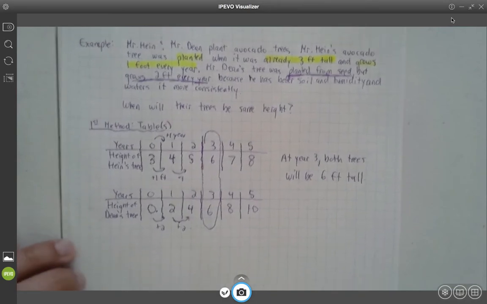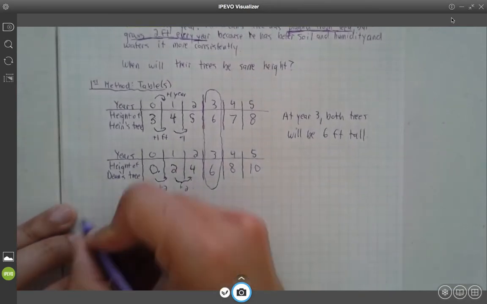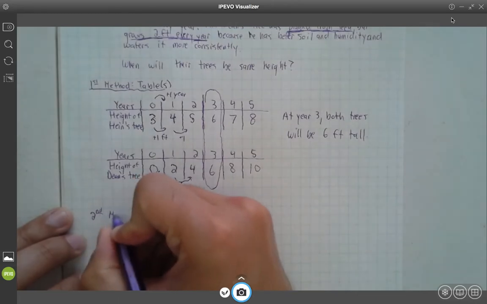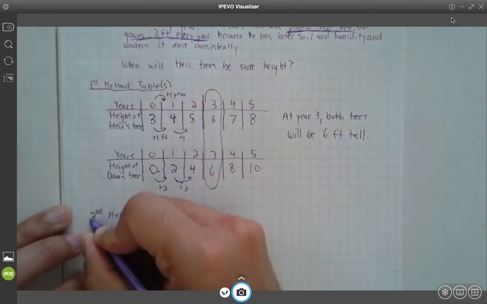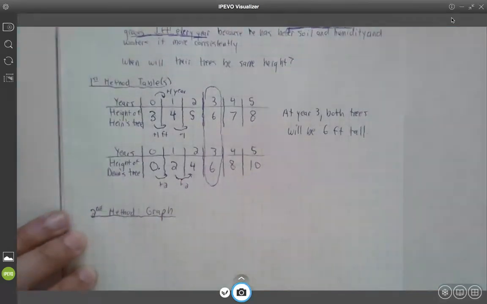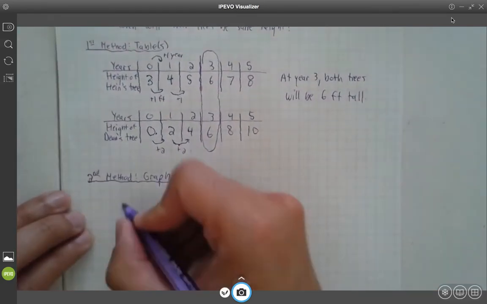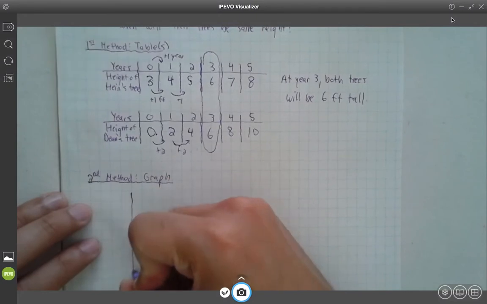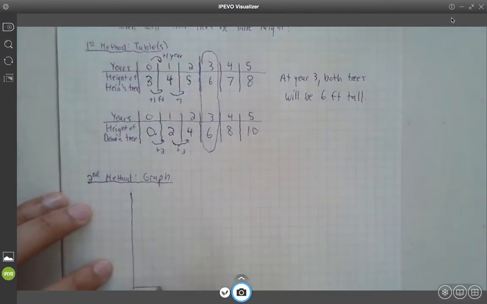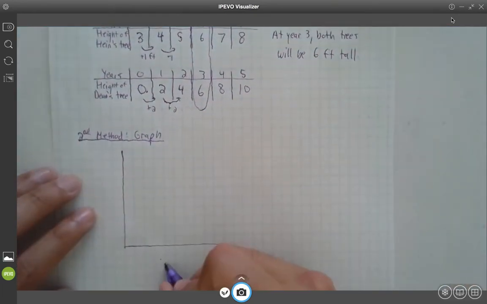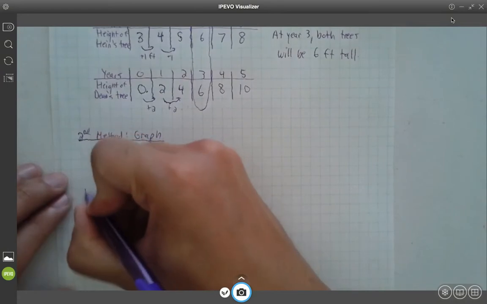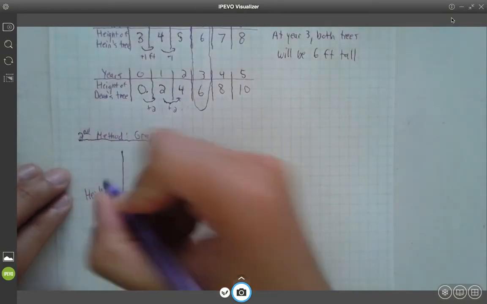Okay. Now, another method you're going to be doing on these is a second method, using a graph and understanding what that looks like. So if we made a sketch of this graph, let's just draw an XY axis like so. And we'll label it years, so you can see this, and height. Now we have to use the table from above.